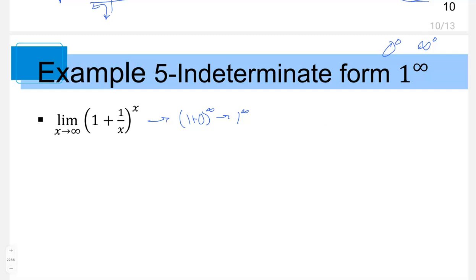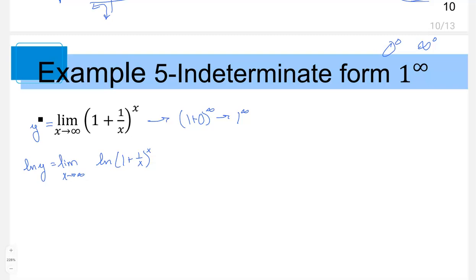So we're going to set this equal to y. And then we're going to take the ln of both sides. So I'm going to take the limit as x approaches infinity of the ln of (1 plus 1 over x) to the x.